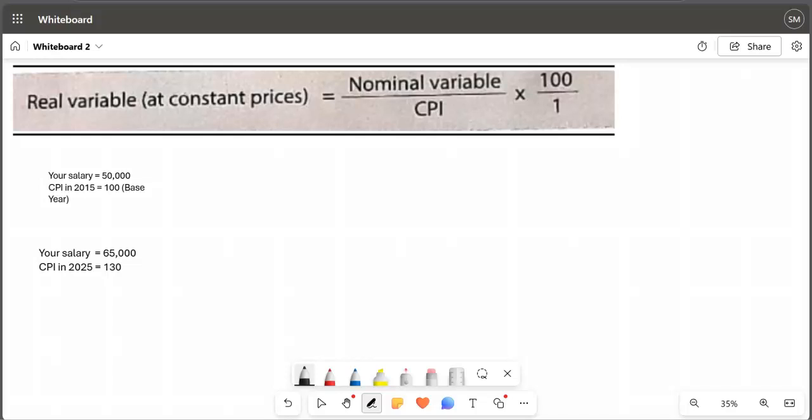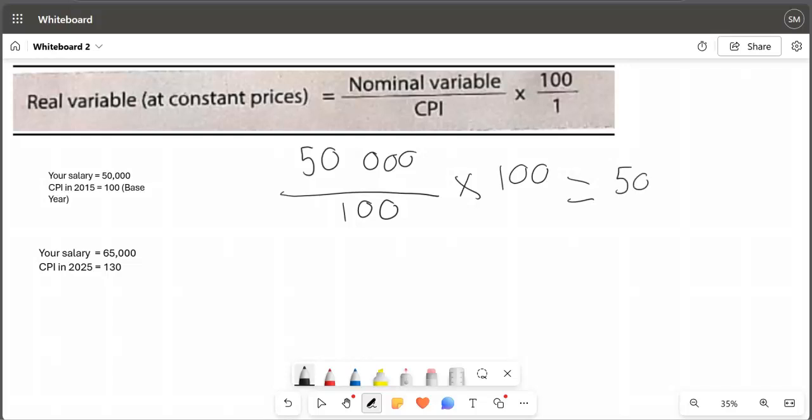If we calculate here, the nominal variable is 50,000 divided by 100 and multiplied by 100. So our answer is going to be 50,000. So there was no effect, right?